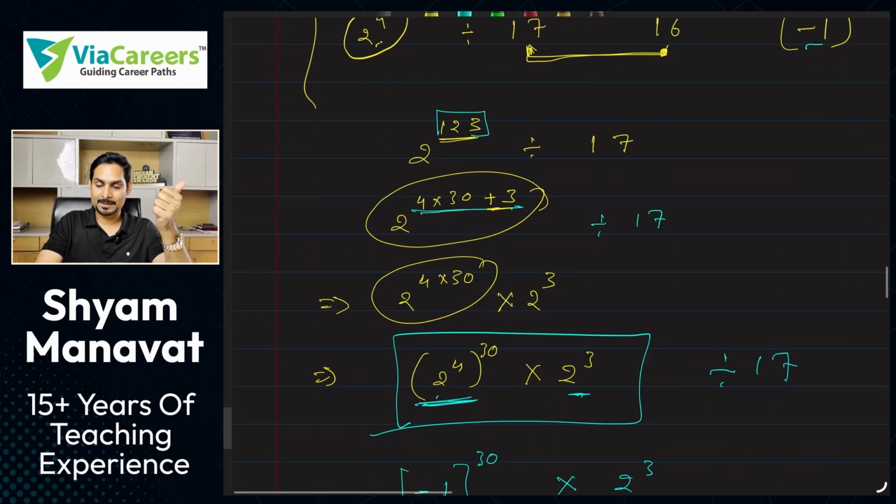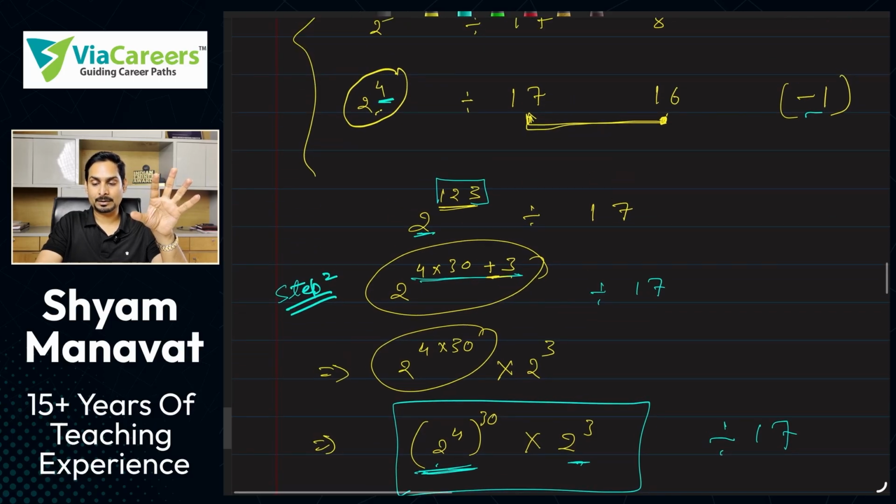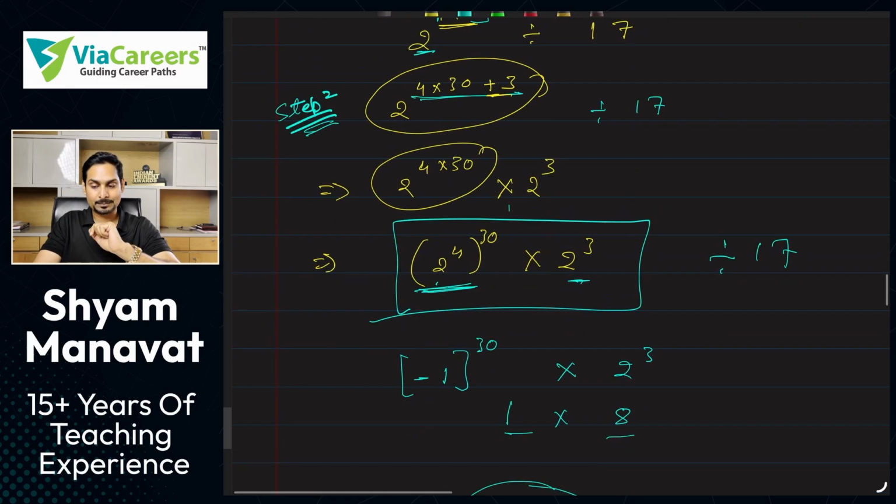Second step is this. This is your step 2, where you write the base in terms of the power where you're getting the remainder as minus 1. So I need to write the power in terms of 4 multiplied by something, a multiple of 4. Then you split the base, take both terms separately, and you get the answer. So it's a matter of some 3-4 steps. That's the remainder theorem.